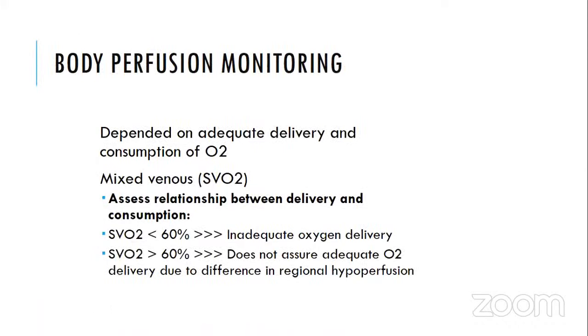Body perfusion monitoring depends on adequate oxygen delivery and consumption of oxygen. We have mixed venous saturation, which assesses the relationship between delivery and consumption. If it is below 60, it indicates inadequate oxygen delivery. More than 60 does not assure adequate oxygen delivery due to differences in regional hypoperfusion.